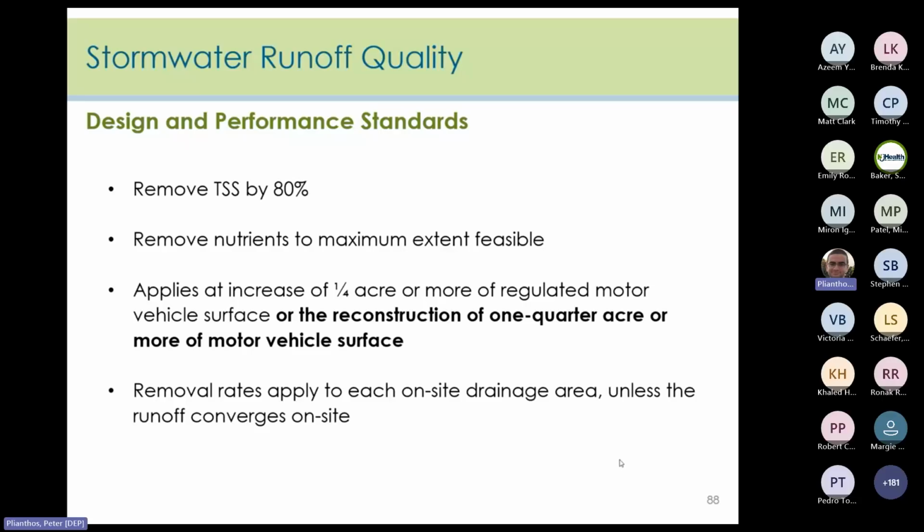It's important to note that these removal rates apply to each subdrainage area, unless the runoff converges on site. So what does that mean? This means that if all the runoff converges to one point of analysis, the design engineer may choose to overtreat some areas, say to 90%, and undertreat other areas, let's say to 50%, to achieve a weighted average of 80% TSS removal across the site. However, again, removal rates must be achieved for each point of analysis. You cannot average different points of analysis.